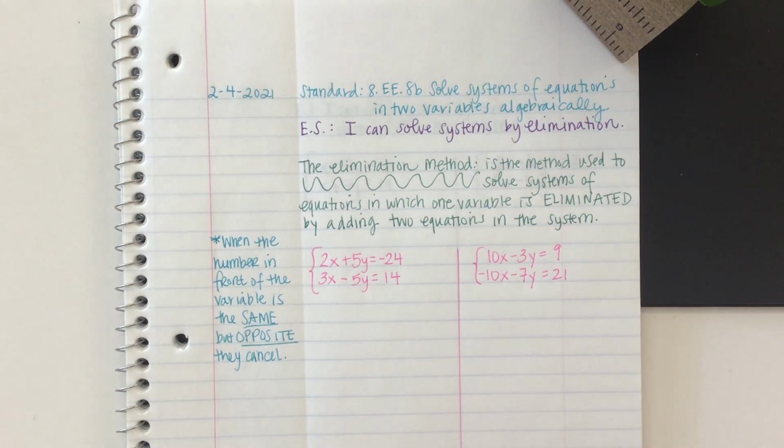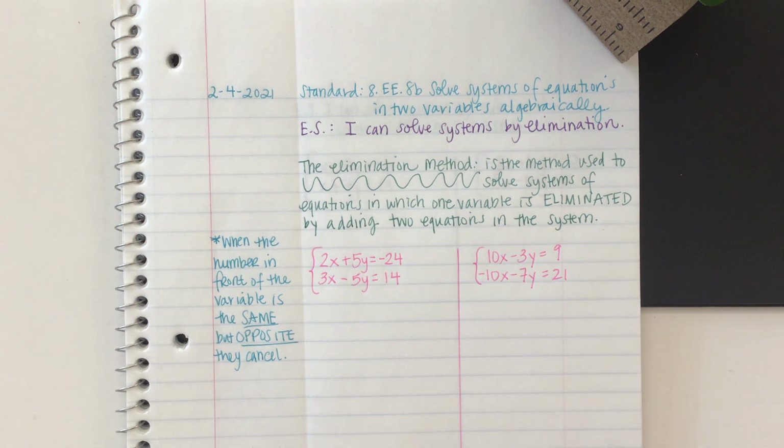So the standard is 8.EE.8b, solve systems of equations in two variables algebraically. And our essential statement is I can solve systems by elimination. We are going to start with, I guess, the simplest examples in the beginning. We're going to work our way up.